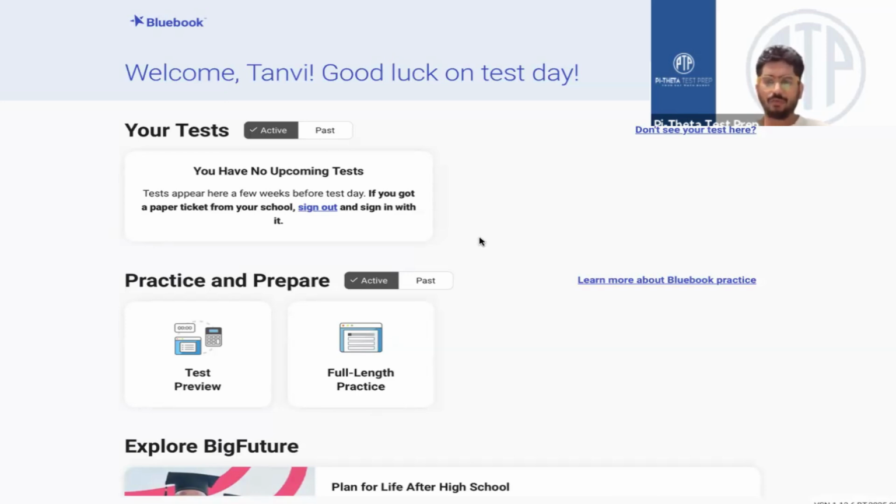So let's start our walkthrough of mock practice test 7, and I am on the Bluebook app. Basically you can log in or sign up. If you've signed up already, you can directly log in, and once you're logged into the Bluebook app, you can see your practice. If you've given any test, you can review it, or if you want to give any test as a full-length practice, you can just go here and start. Okay, so let's dive into this and see how smoothly we can solve this test.